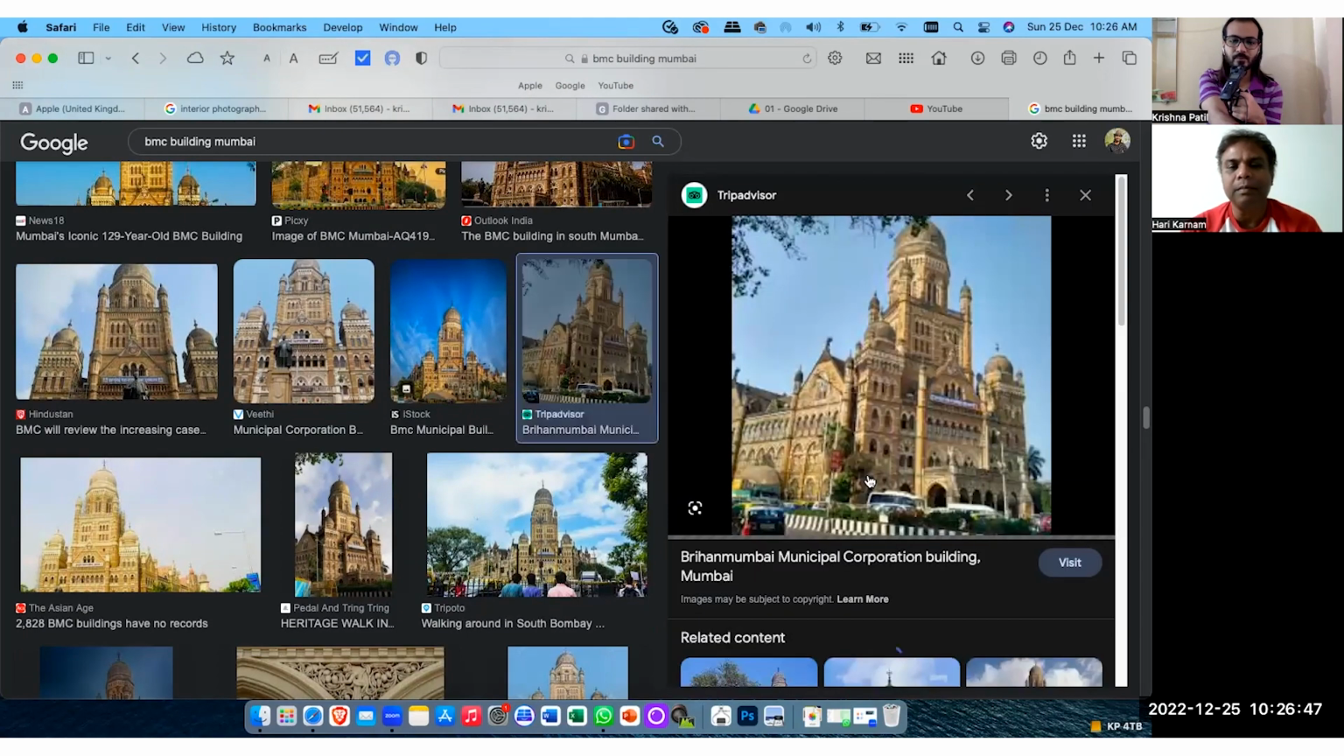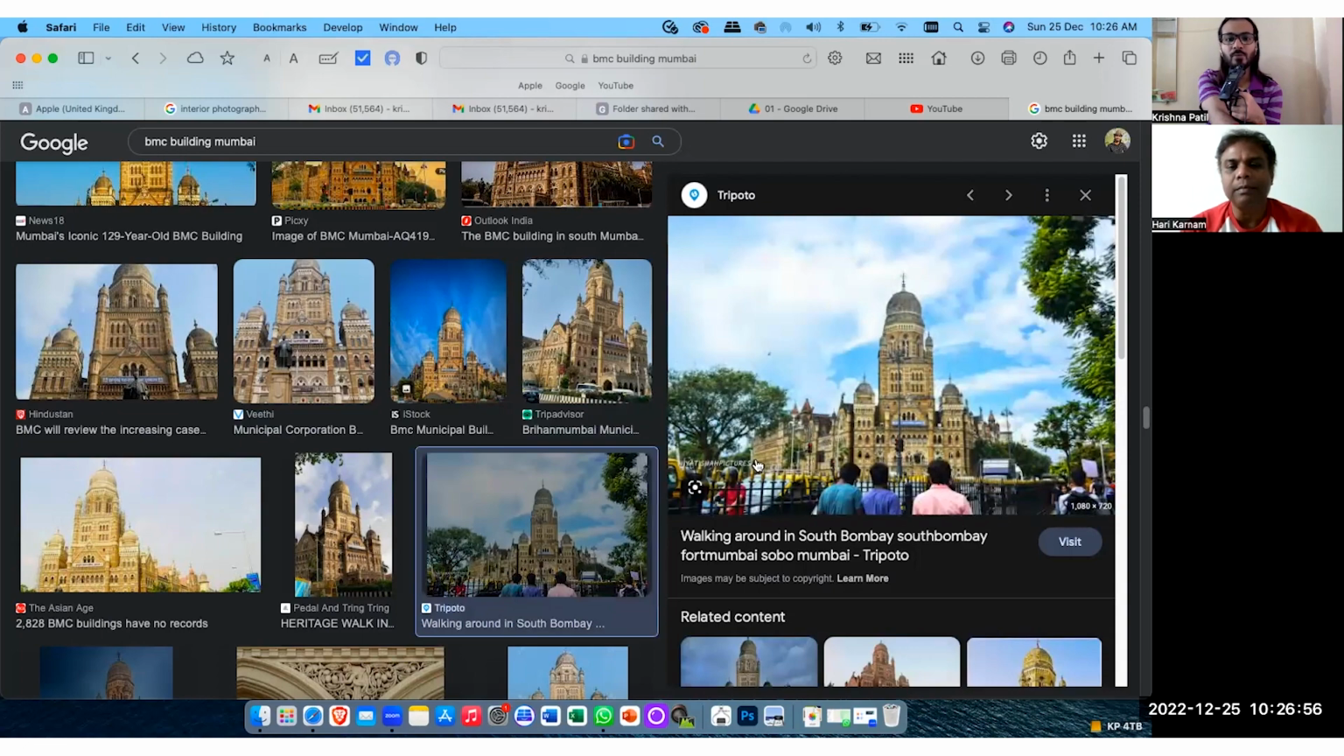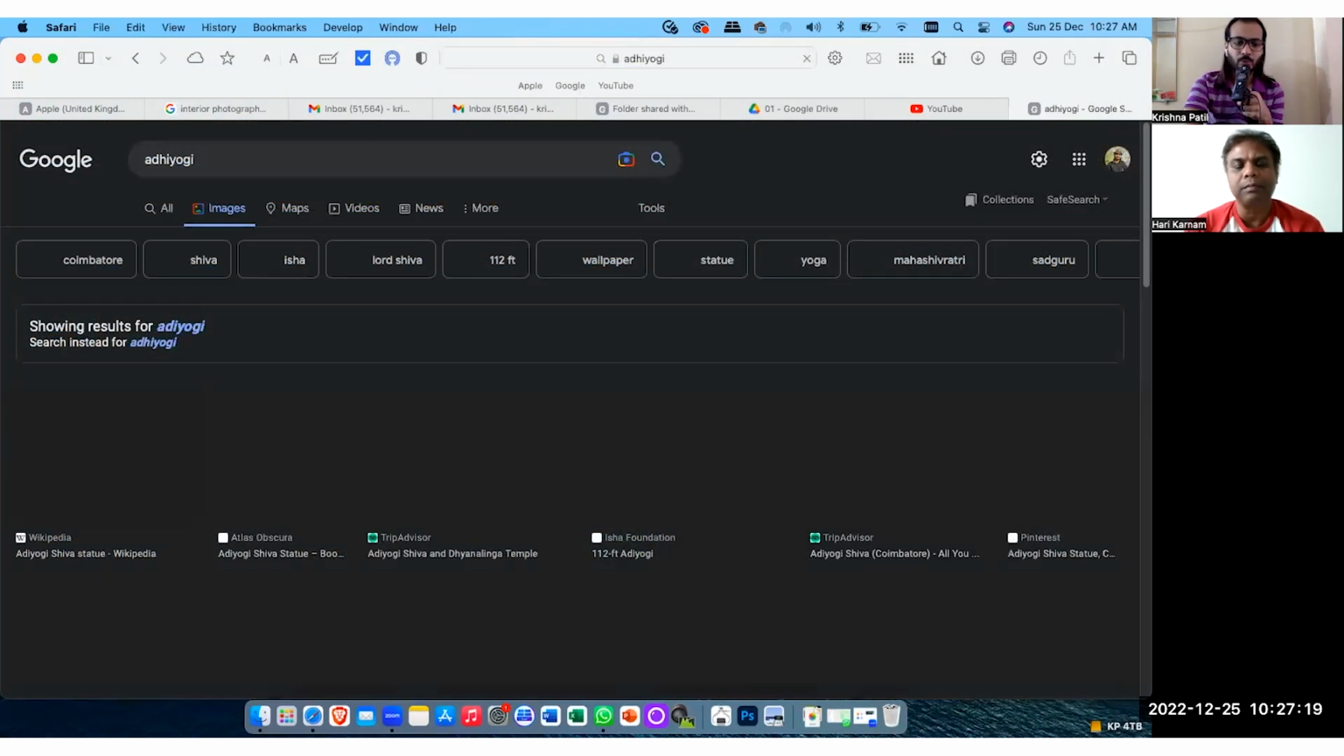Like here, the entire image is tilted down. This is not working for me. This can work for me. So you have to find out what exactly is your particular way of looking. Okay, this is again one monument.